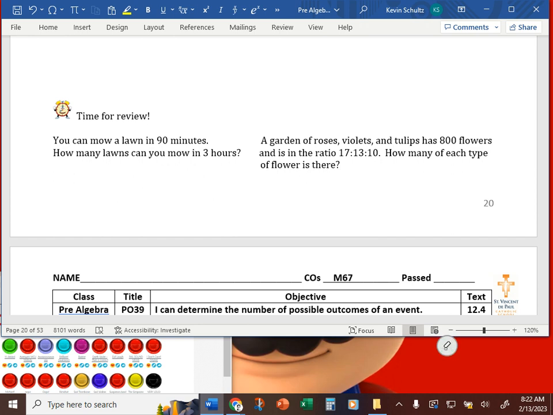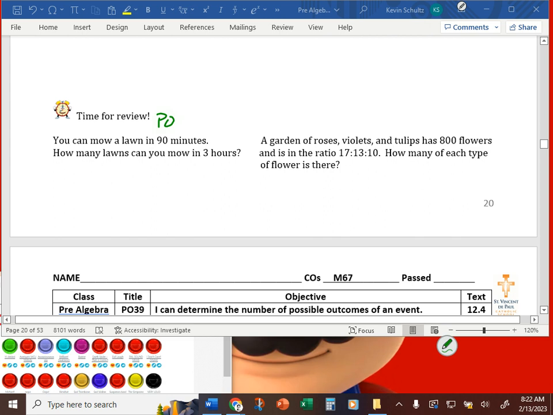So if you need to look back, know which objectives these are. PO34 can help you with that one, direct proportions. CO35 can help you with that one, partitive proportions. Work needs to be shown for credit on the homework.